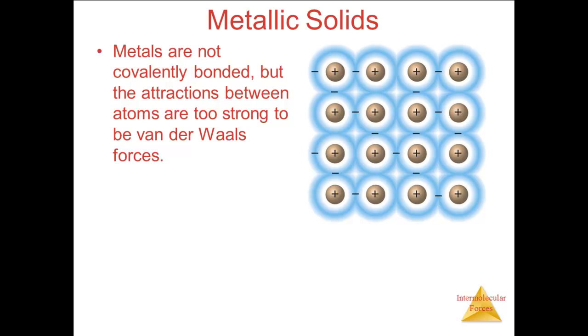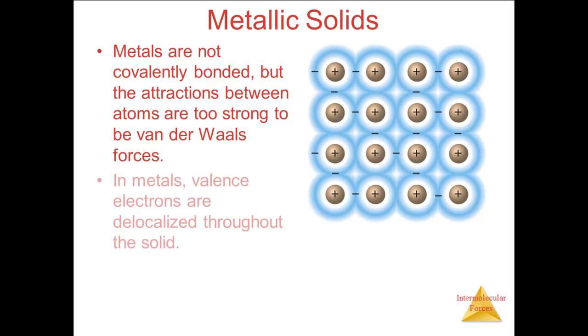Metallic solids are metal ions in a sea of electrons that are held together by the attraction between the ions and the delocalized electrons. We call it a metallic bond. Metals may be a single element, one type of atom, or an alloy, a number of different kinds of atoms.